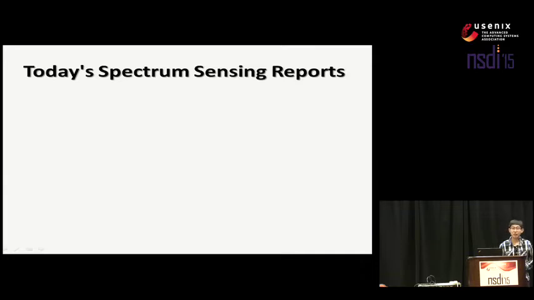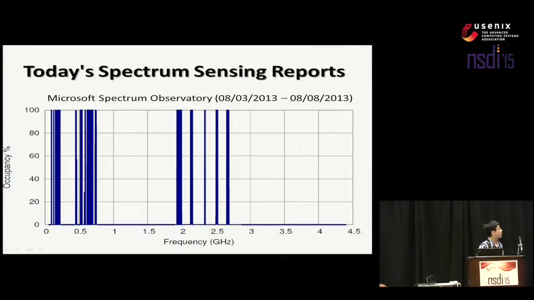For example, Microsoft has spent a lot of money deploying spectrum sensing stations worldwide, and it reports spectrum occupancy data like that, which tells you what percentage of time each frequency is occupied. But it misses important information. For example, this is a radar band.